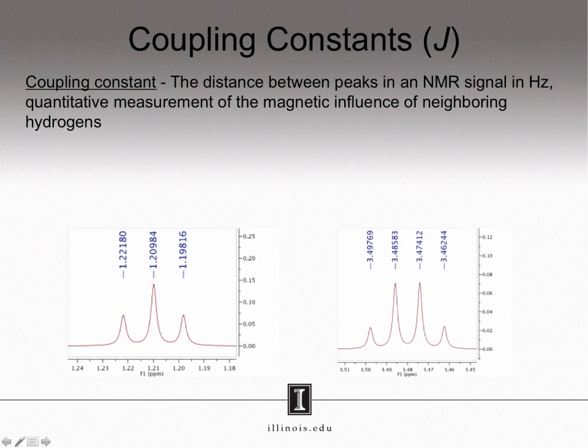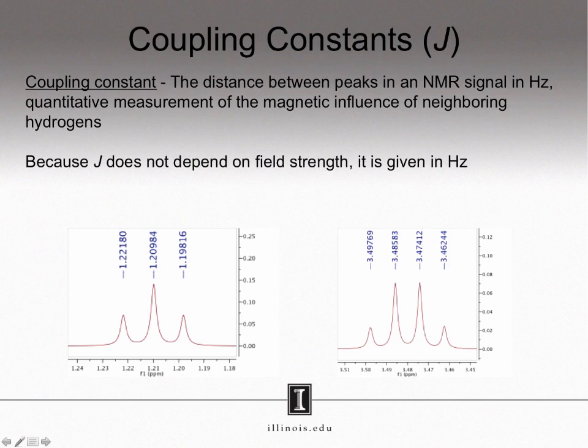A coupling constant, or a J constant or a J value, is the distance between peaks in an NMR signal. This distance must be measured in Hertz. It is a quantitative measurement of the magnetic influence of neighboring hydrogen. For example, if a neighboring hydrogen has a large amount of magnetic influence, then you should expect a correspondingly large coupling constant. This J value is independent of the strength of the spectrometer. This is why it is measured in Hertz.